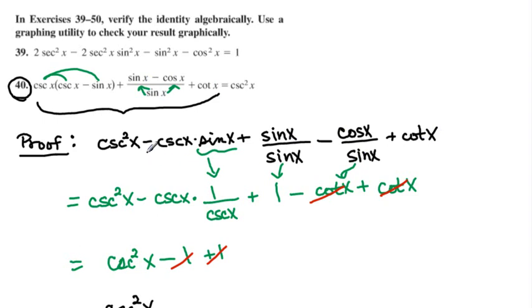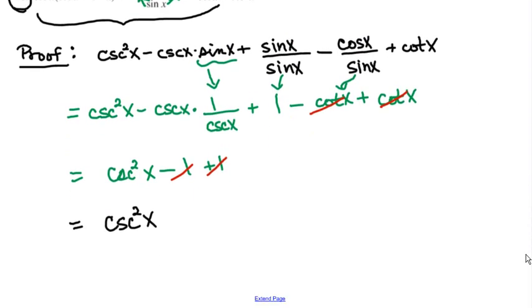So a lot's going to reduce out. We have cosecant squared x. Cosecant x times sine x is really 1, right? Because that's the reciprocal, so we just get 1 for that. Sine x over sine x is 1. Cosine x over sine x is cotangent x, so we have a minus cotangent x plus cotangent x. So we get a lot of things canceling out, because you have a minus 1 plus 1, and the cotangents cancel out, which just leaves us with cosecant x.